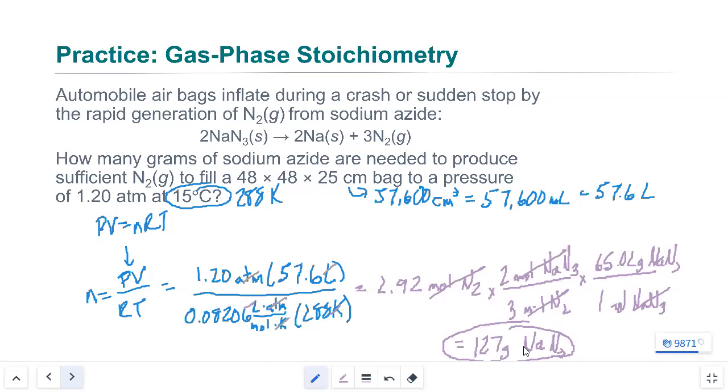Any questions with this application of the ideal gas law for a chemical reaction?